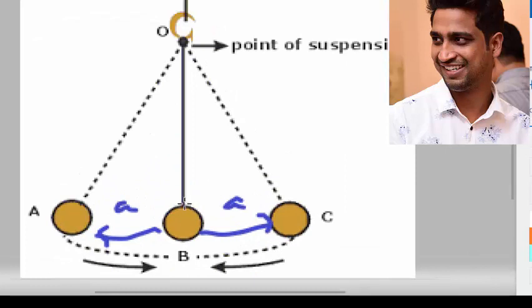Mean position means the starting position, which is right now capital B. Okay, so B is the mean position and the maximum displacement from the mean position is capital A and capital C, and it is denoted by the term small a and also called as amplitude.